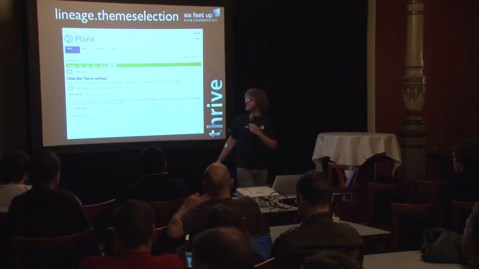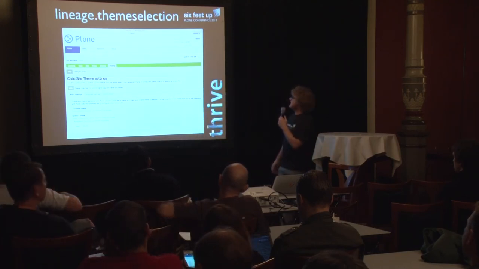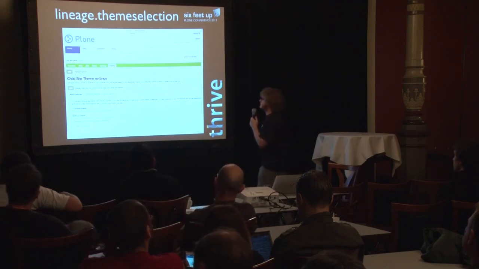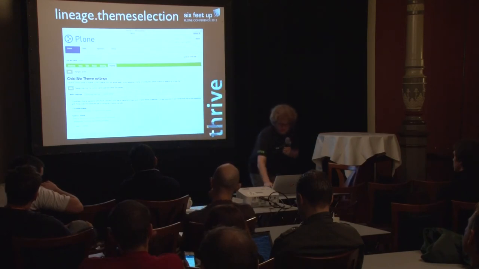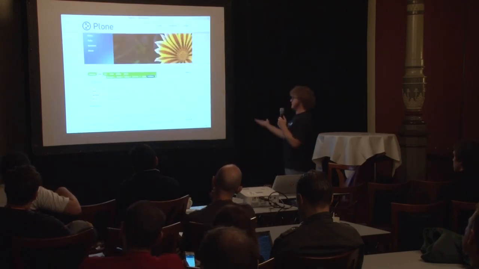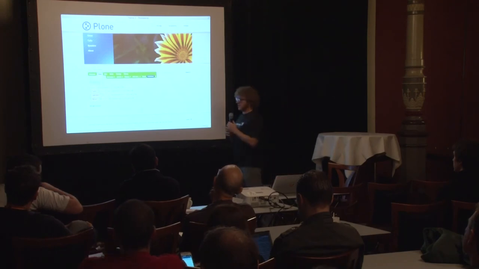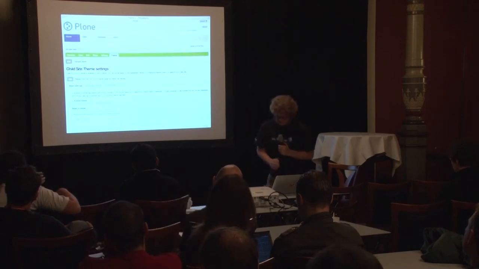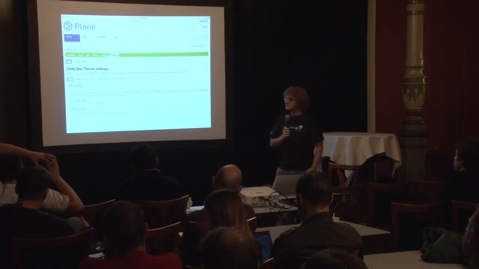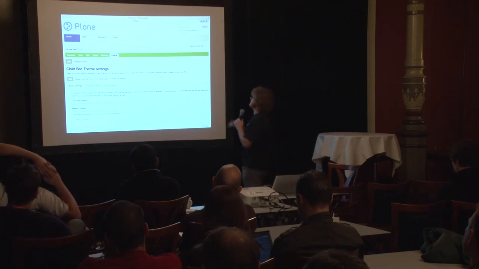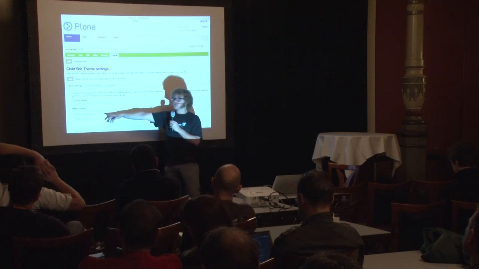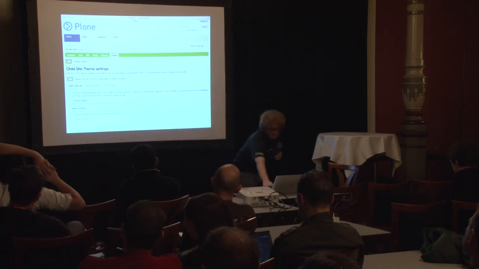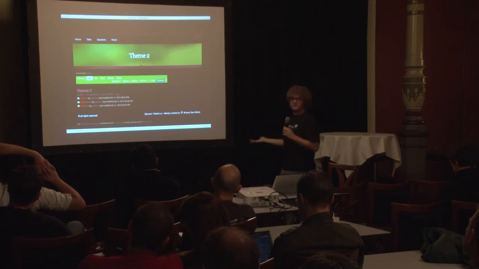So here we've created a new Lineage site called Theme 1. We enable the theme and select it. Then when we go to that particular site, it has the Diazo theme applied. So we can go a bit further. We can have a second theme site. So we have theme 2. So this is another object in the site. We enable theming, select a different theme, and we see a different theme.